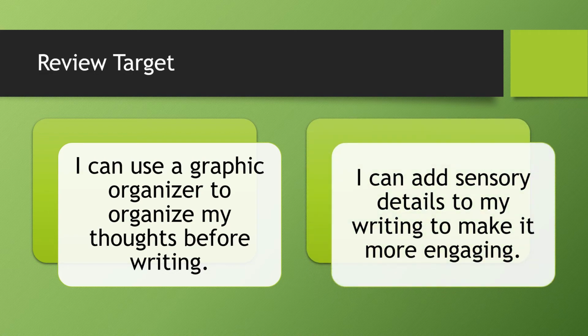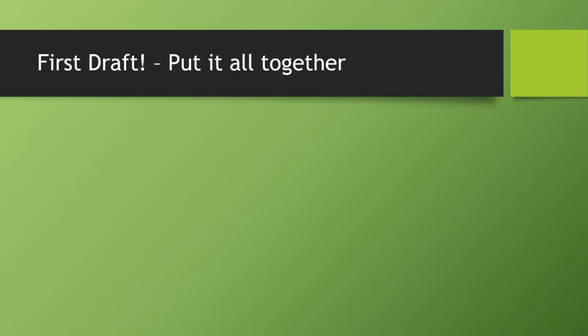Our second target was, I can add sensory details to my writing to make it more engaging. So you're then going to make sure that those sensory detail questions are answered so you can add it to your writing. So this week we're not only using those 3 details of first, then, next, we're also adding in sensory details to make our writing more engaging. So now that we've finished our outline or our graphic organizer, we're going to create a first draft. We're going to do this by putting every piece of our graphic organizer together.